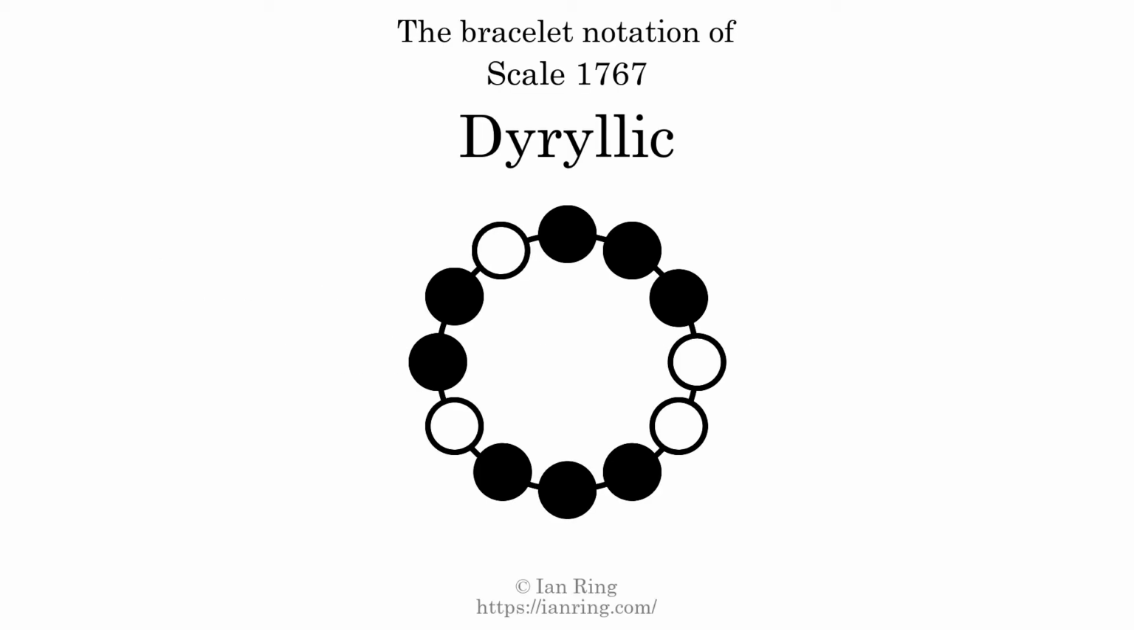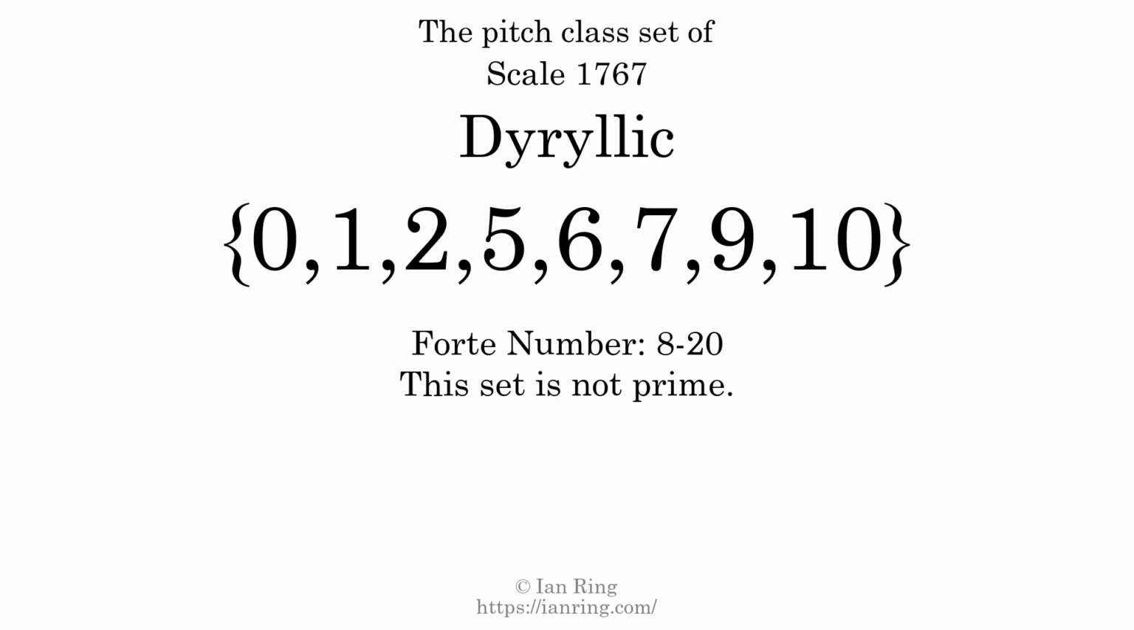This is a bracelet notation diagram of scale 1767. The shaded circles represent tones that appear in the scale, and they are read clockwise, starting at the top. The pitch class set for this scale is 0, 1, 2, 5, 6, 7, 9, 10. The forte class is 8-20. This set is not prime.